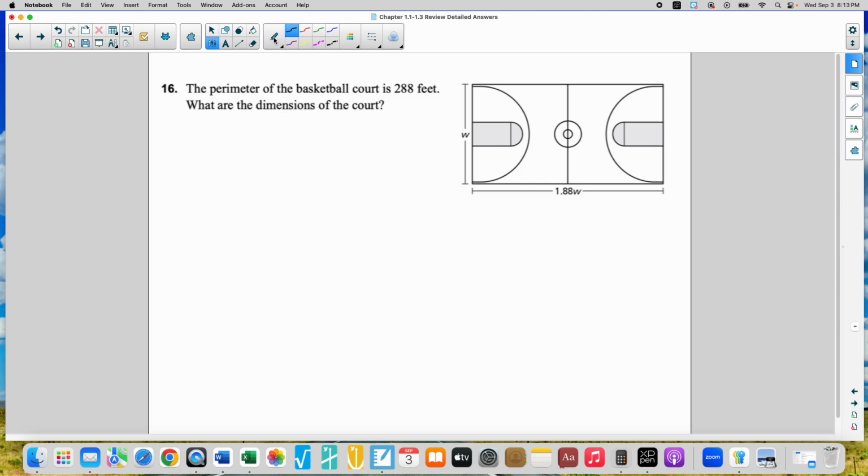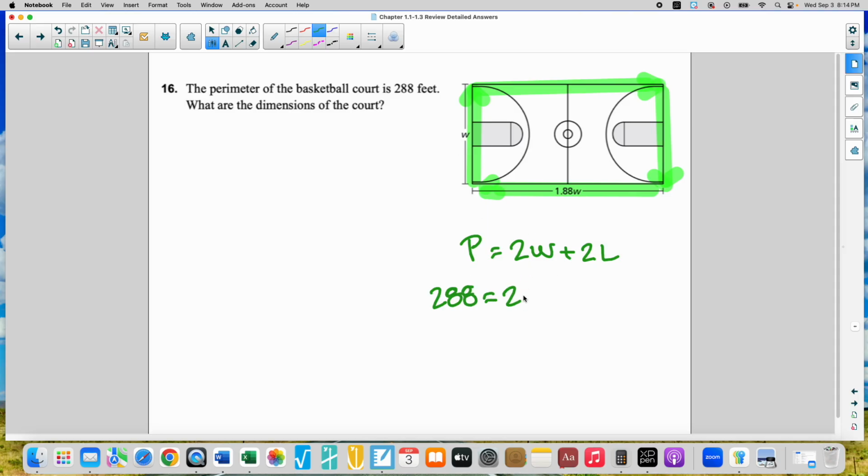Well, we know that perimeter, let's remember what perimeter equals. The perimeter is the distance around an object. And the formula for perimeter, if you remember, is twice the width plus twice the length, because you have 2 widths that you're adding and 2 lengths that you're adding. So the perimeter equals 2W plus 2L. So we know what the perimeter is, so we can substitute that, 288. We don't know what the width is, W, and we know what the length is. It is 1.88W.